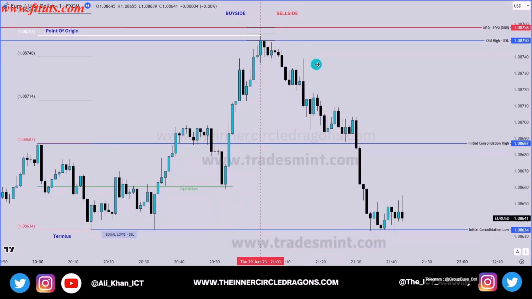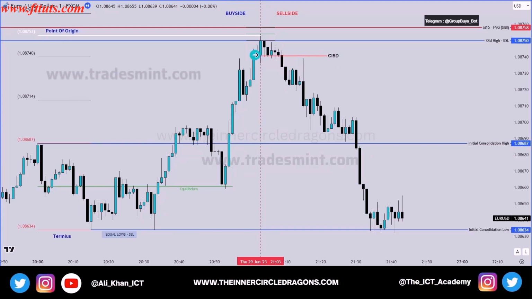Now, for the sake of time, we can see how our sell-side delivery range had printed, taking us back below the equal lows and completing our sell program. But how did we get there? When price ran back below the open of this up-close candle, this was our change in state of delivery. If you notice the bodies, the algorithm was just marking time by keeping price inside of this range.